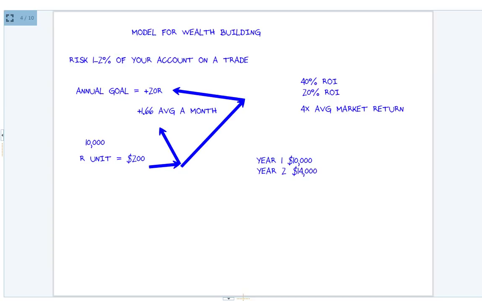14K. Now we follow the same model. What's 2% of 14,000? I'm going to do it because you guys are giving me different answers. It's 280. So now our unit is $280. Now 280 into, again, 20 hours a year, that's 5,600. So what's 5,600 plus 14,000? 19,600, right? So year three is 19,600.